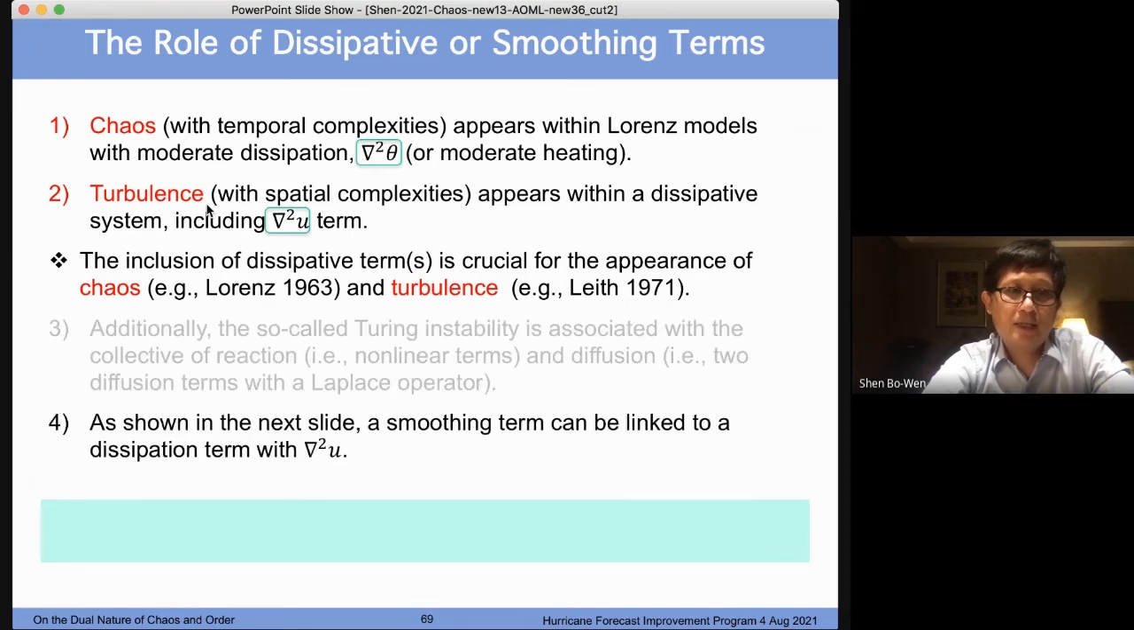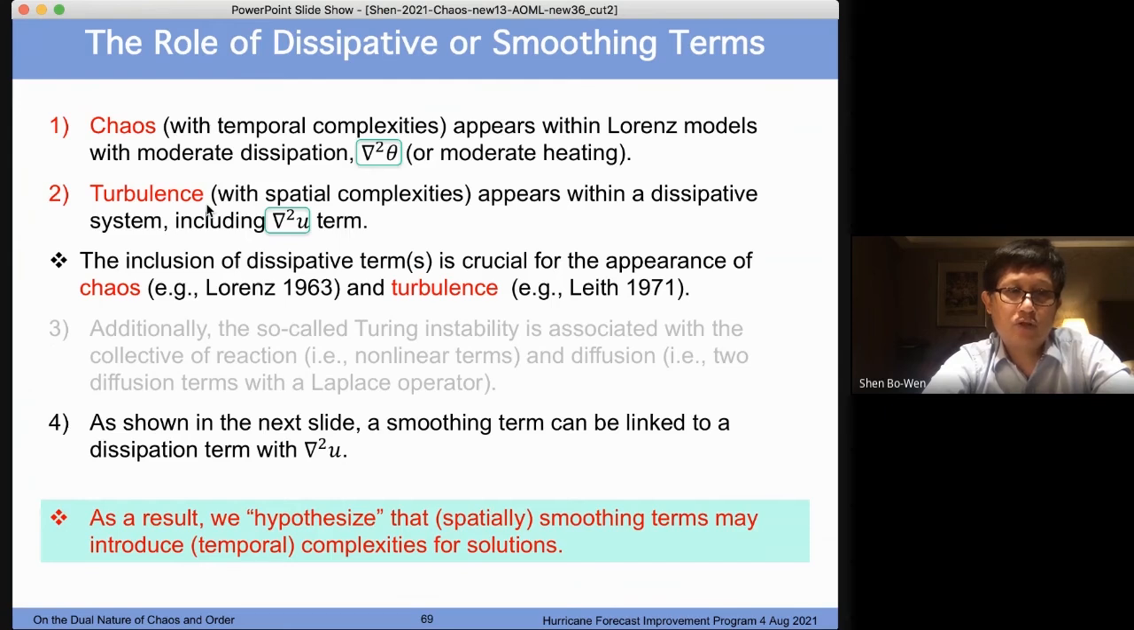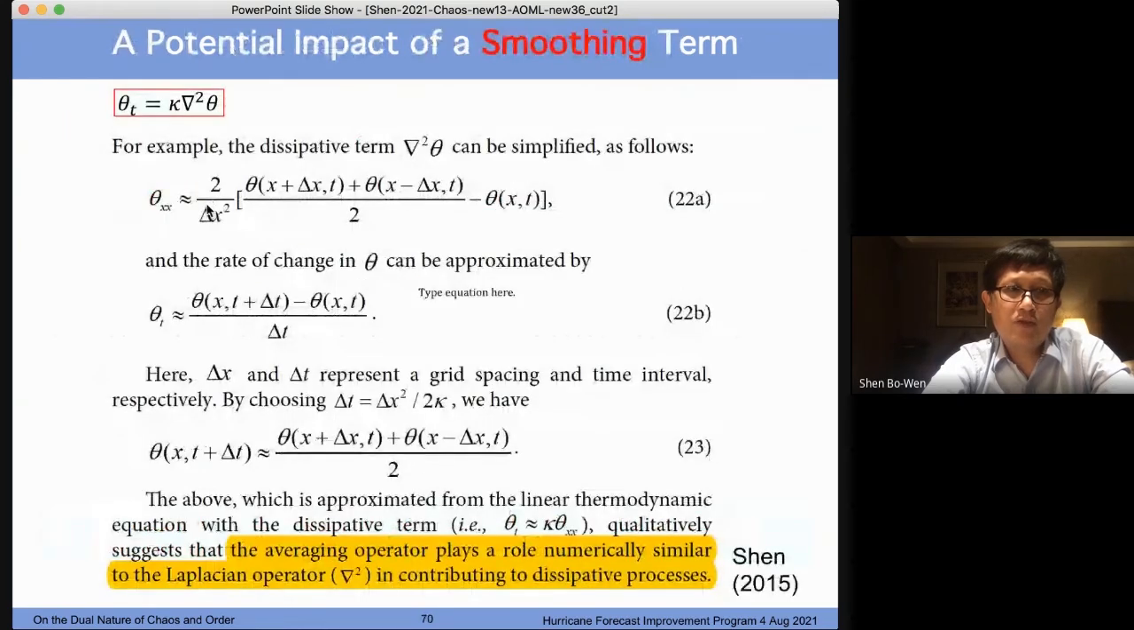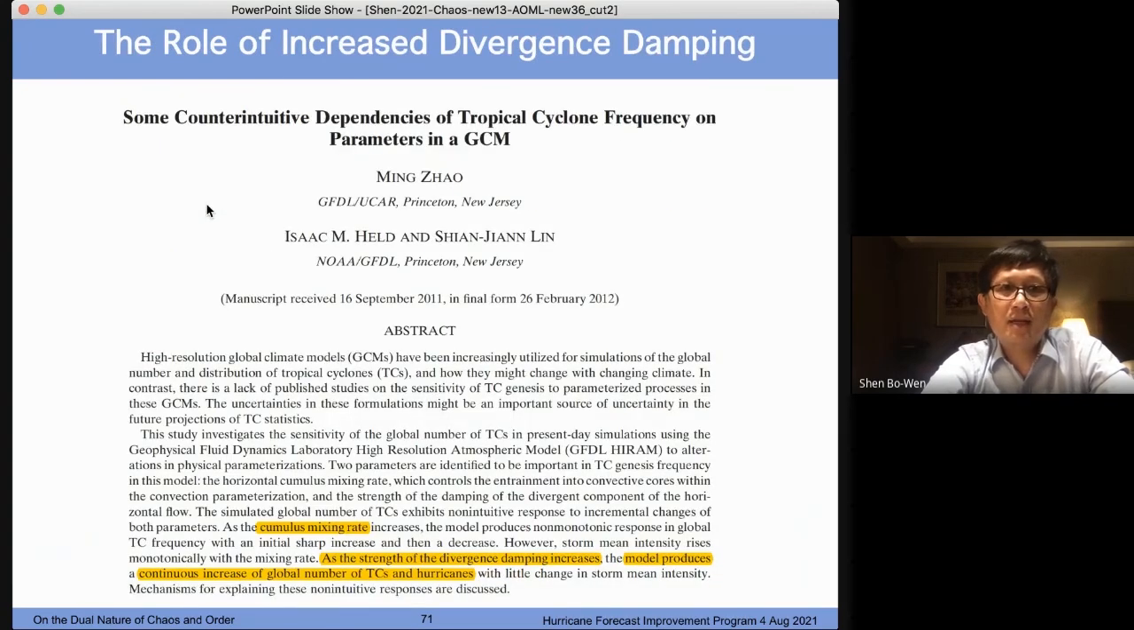Below, we are going to study the relationship between the smoothing term and the dissipative terms. After that, we suggest that the smoothing term may introduce temporal complexity of solutions. Based on the diffusion equation on the top, we can derive equation 23. The right-hand side represents an average operator. So this slide shows the relationship between the Nabla square operator and the smoothing operator. And this study provides examples showing how a damping term may introduce complexity of solutions.